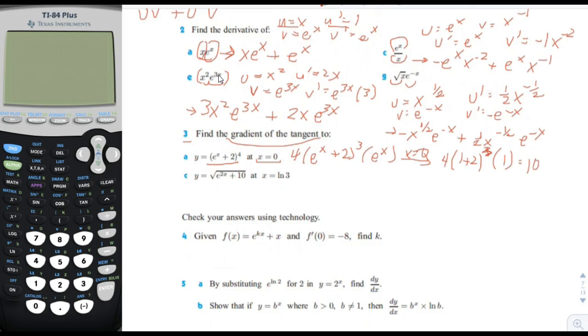108. Okay? Alright, next one. So first we're going to take the derivative of that, and then once we take the derivative of it, then we're going to plug in natural log 3. So first, let's rewrite this.